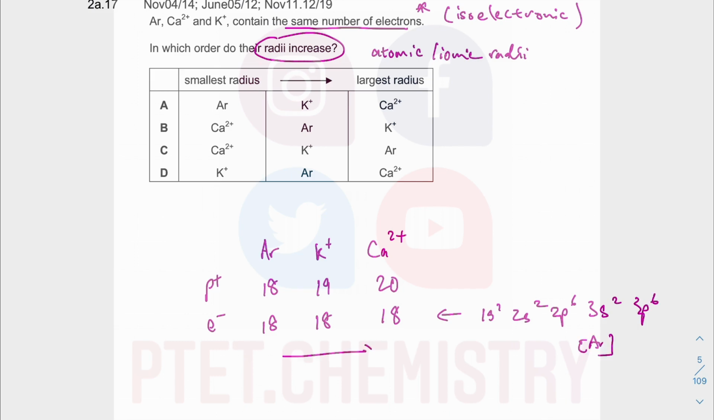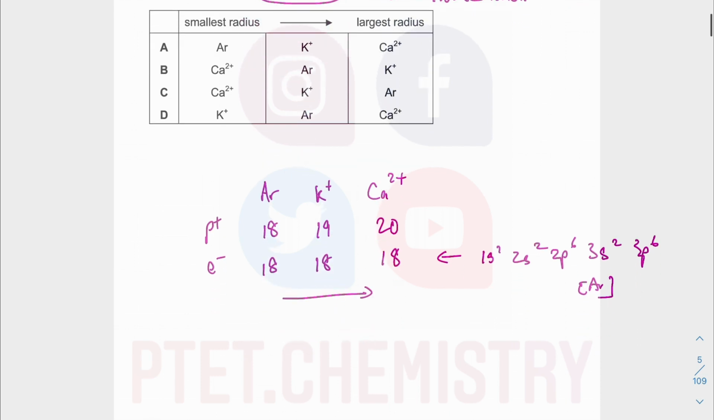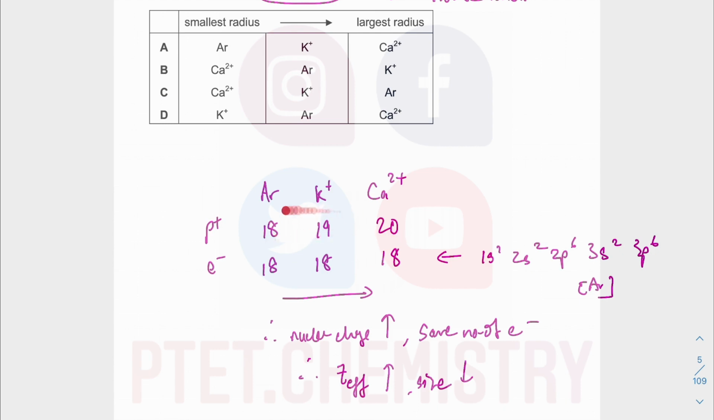But going from left to right, you can see that there are more protons than the electrons, because there are more protons in the nucleus. Therefore, we can say nuclear charge increases, same number of electrons. Therefore, your effective nuclear charge will increase, and therefore the protons will pull the valence electrons closer to the nucleus. So your size will decrease because you have a stronger net attraction from the nucleus due to an increase in the number of protons, but keeping the same number of electrons.